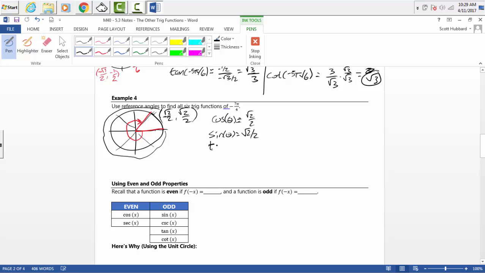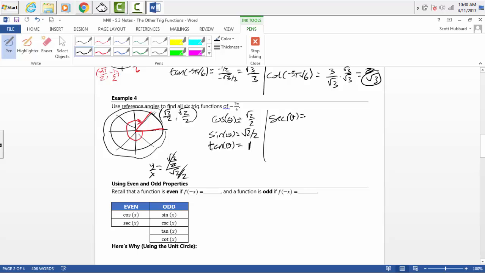Now tangent, again, that's going to be y over x, so it's going to be root 2 over 2 over root 2 over 2. But these are the same values, so they cancel out and they just equal 1. So that's nice. That's a good thing to know. At the 45-degree angles, at pi over 4s, tangent is always 1. It might be negative 1 or 1, depending on what quadrant it's in. Okay, and then we go here, and we go to secant.